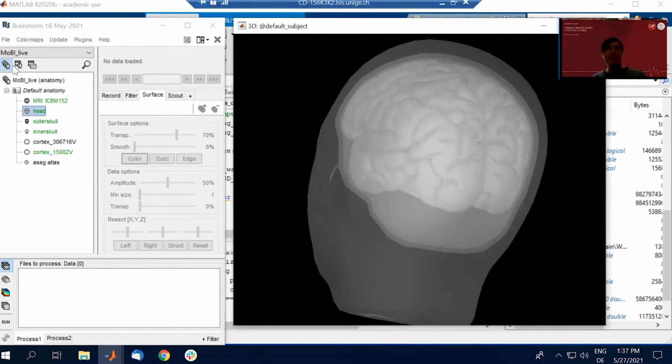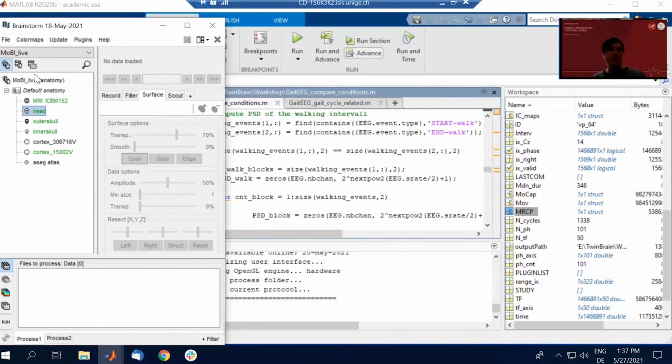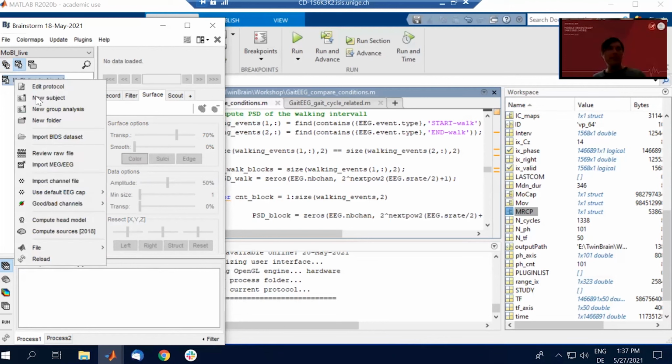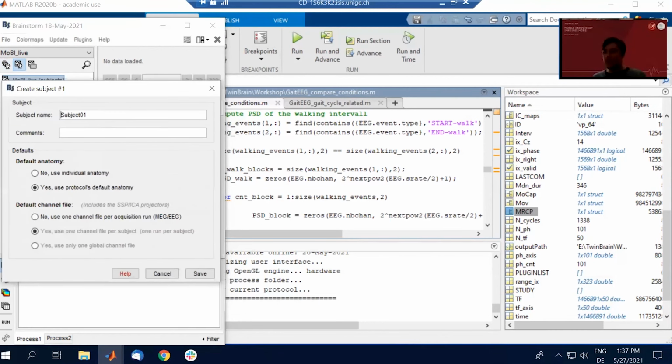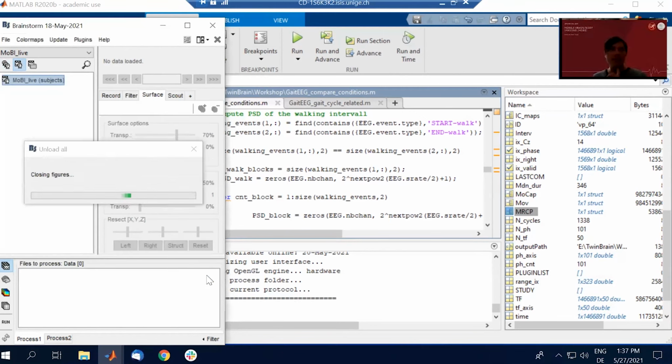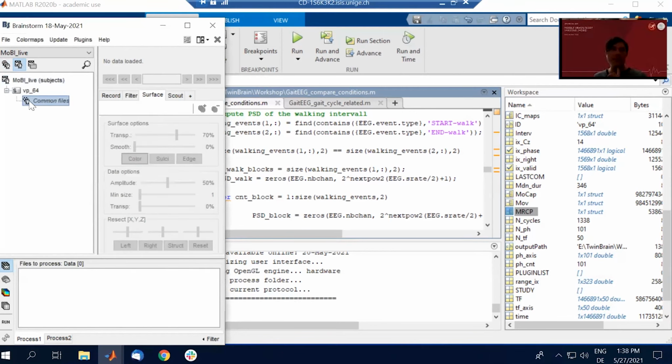So what we can do is make a new subject. So here is our study. We just make a new subject that is called UT64 in our case. We do the same. We want to have default anatomy and one channel per subject. We save it. And then we have a subject here in common files. There are no common files yet.